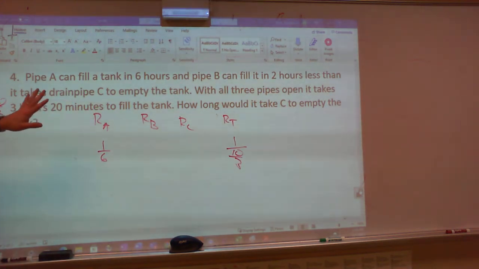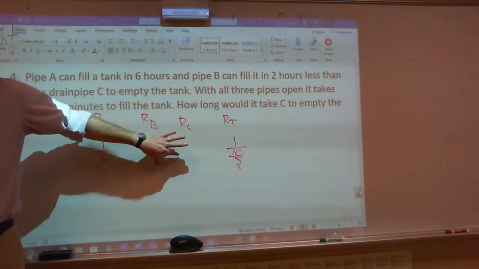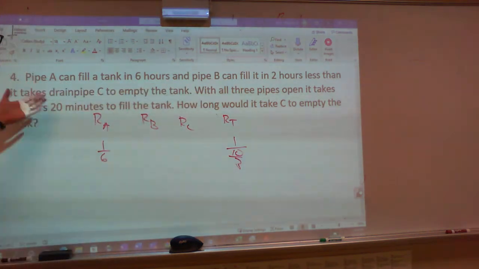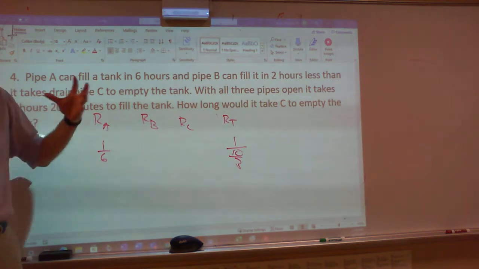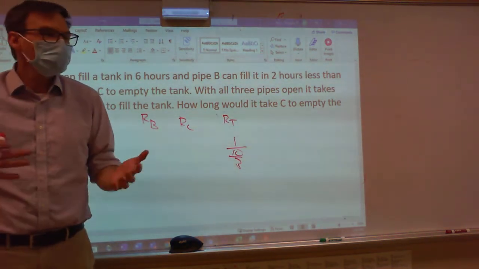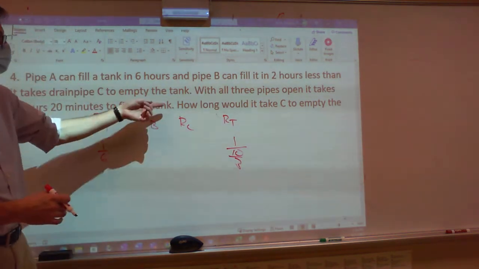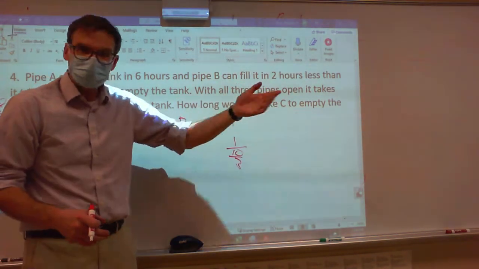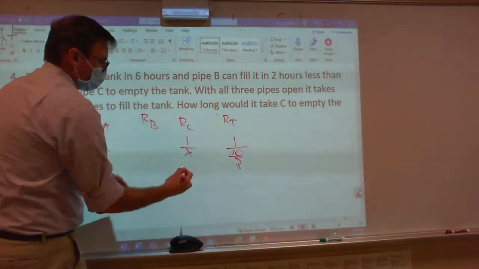And so what's a little more confusing is these things, and they're related to each other because that's what they say in the problem. It says B can fill it 2 hours less than drain pipe C, right? So those are related. And anytime they have things that are related, there's going to be an X involved. So now the question is, what do you let equal X? C, whatever you're looking for. This is asking how long would it take C to empty the tank, so that's what we're going to let equal X.